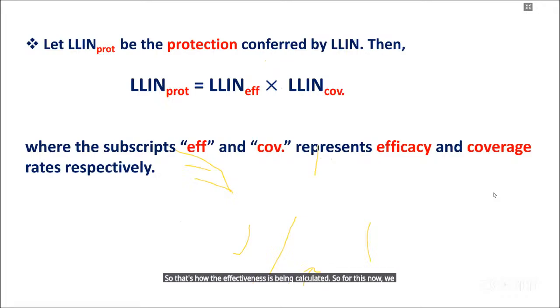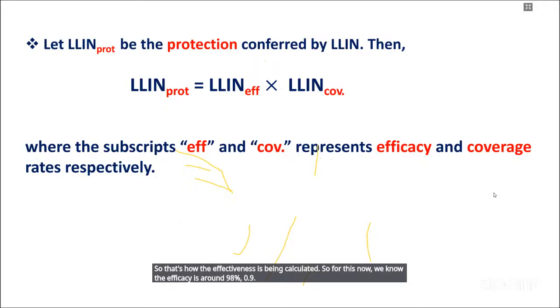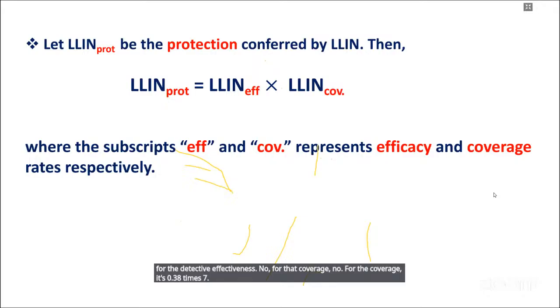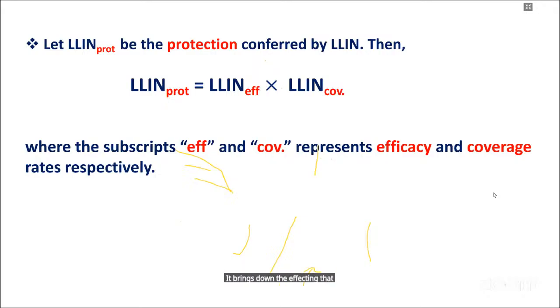So for this, we know the efficacy is around 98%, 0.9, times the coverage of the LLIN for a particular location. The coverage can be, say, 50% coverage, or 30%, or 40%. So when you find the product of these two, you get the protective effectiveness of the LLIN. For the paper the prof presented, the coverage is 0.38, multiplied by 0.9. So you see that it brings down the protective effectiveness that the LLIN will confer on you when you use it. I think that's the challenge now, that he's asking how do we arrive at these figures?